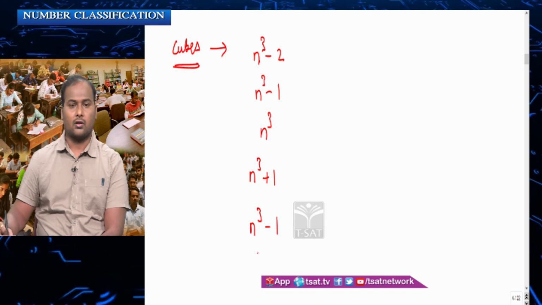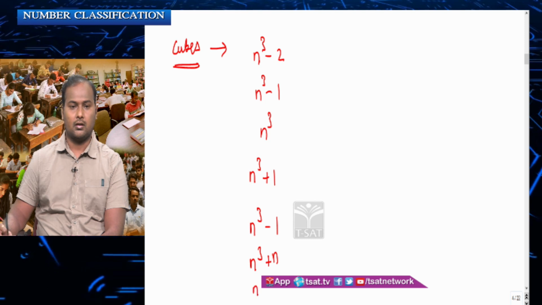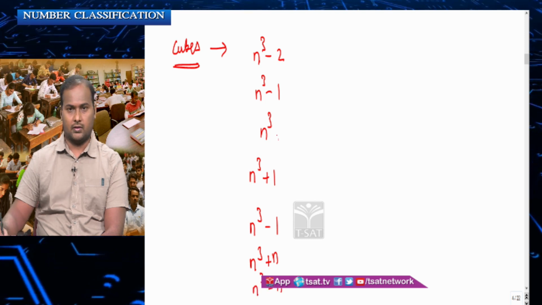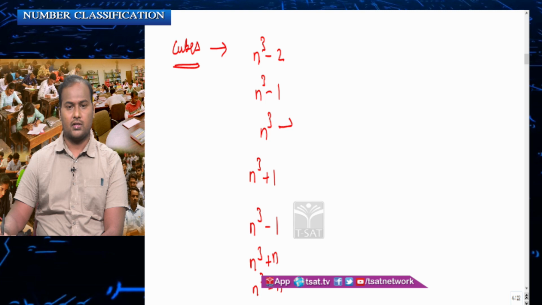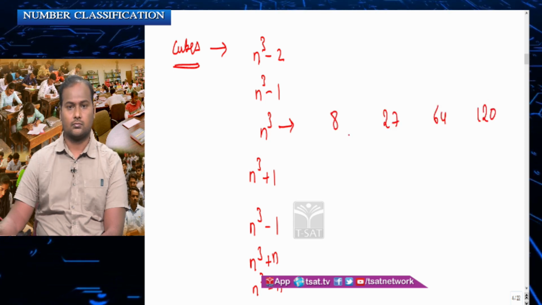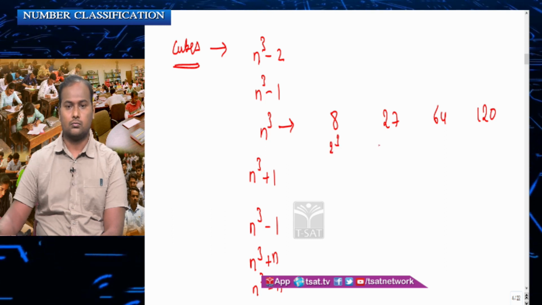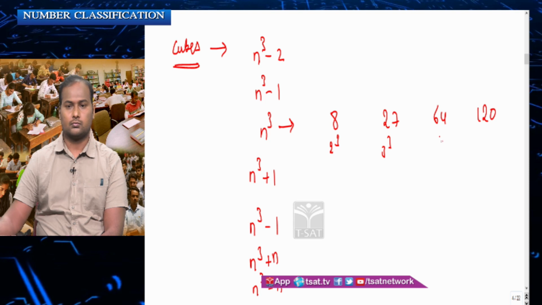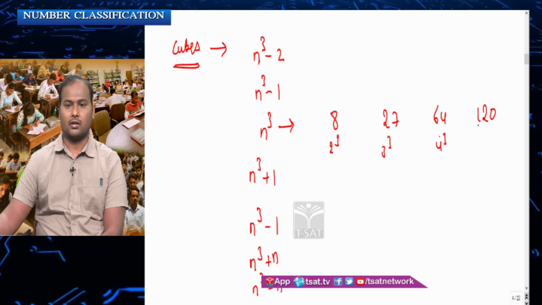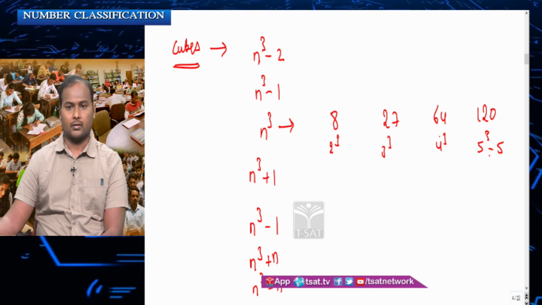And the most important of all this is n cube plus n and n cube minus n. For example, if the question is based on n cube, if the question is like this, then directly you know we can write as 2 cube, 3 cube, 4 cube. But if you see 120, we can write it like 5 cube minus 5.